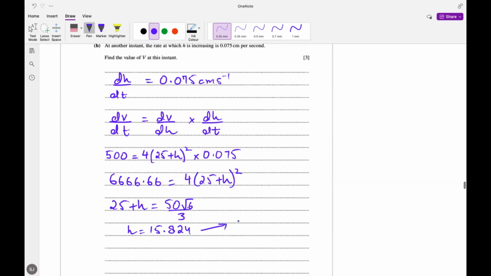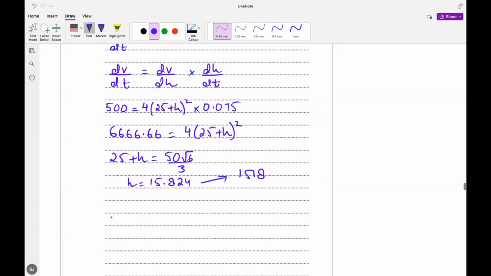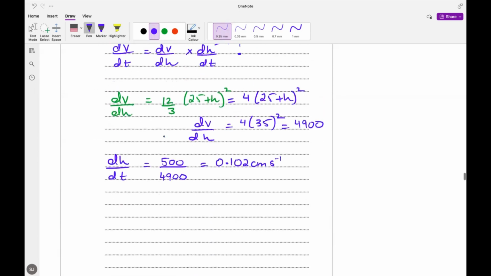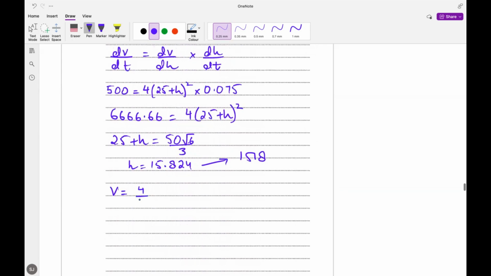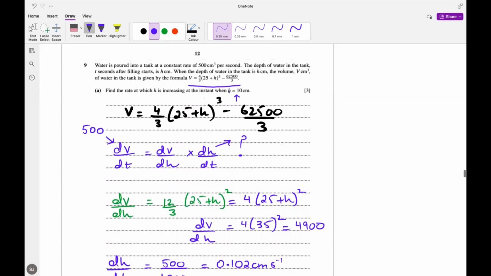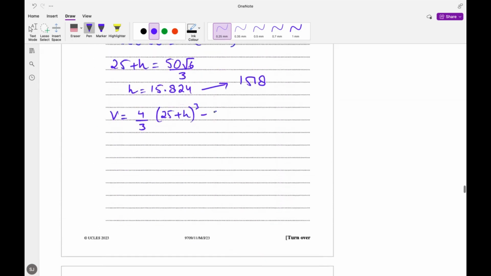Now we will not use this rounded-off value. We will not use 15.8 in place of h, but instead we'll use the complete value to find the value of V. The formula relating V and h was V = 4/3 (25 + h)³ − 62500/3. We'll put the exact value of h from the calculator, 15.8248, plus 25, whole cubed. We'll first cube the answer, multiply by 4, divide by 3, and then subtract 62500/3.